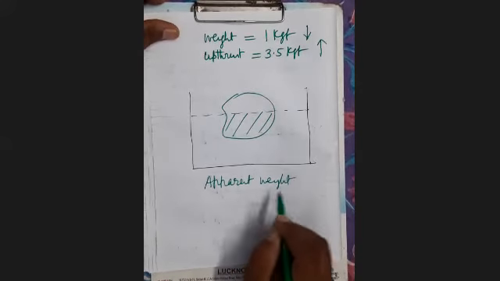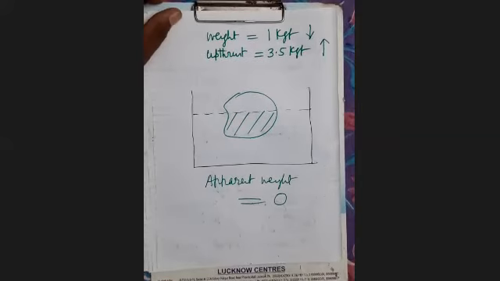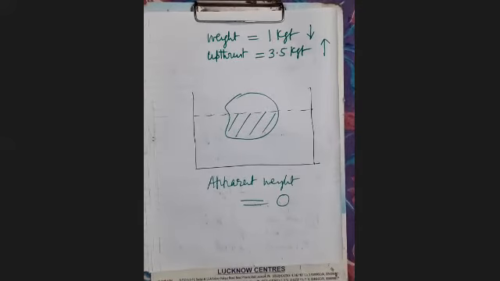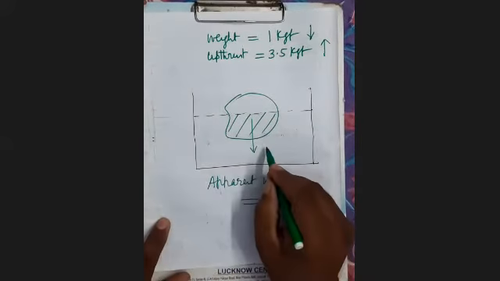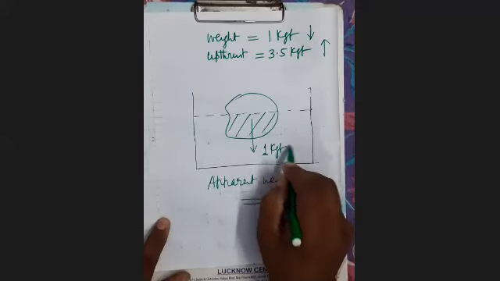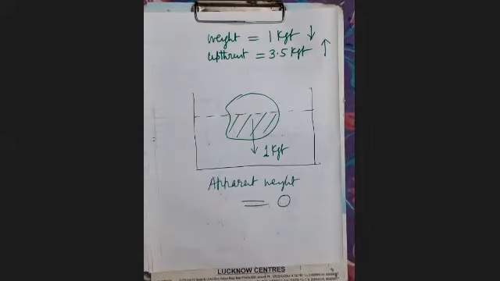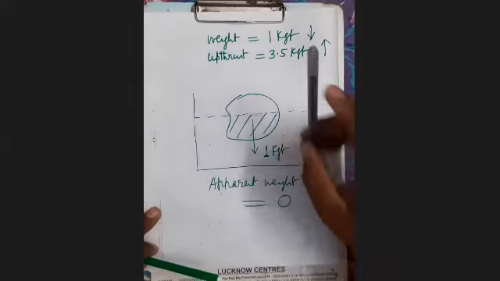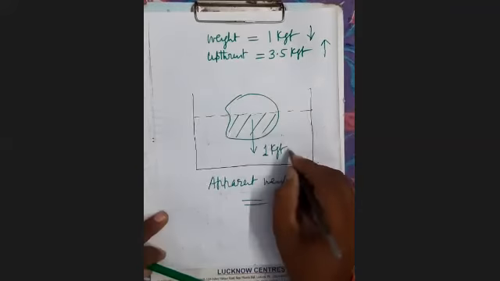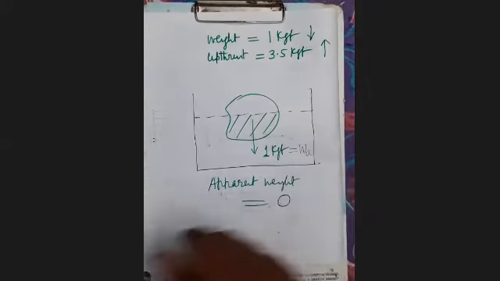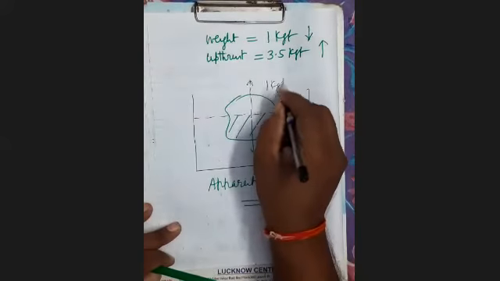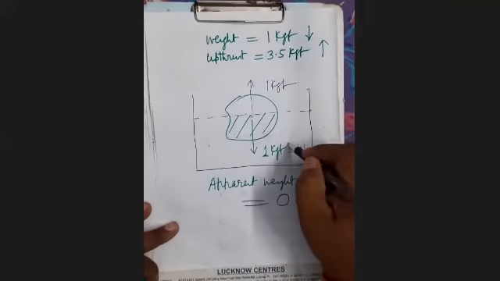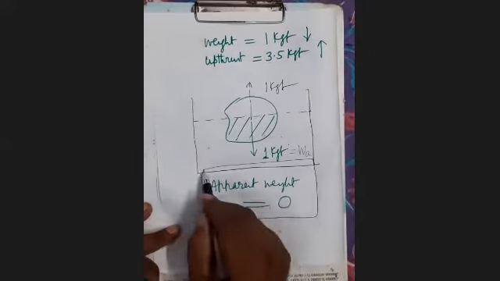Apparent weight. So it will become zero. Apparent weight will become zero. Why will apparent weight become zero? You can see here 1 kgf is acting in downward direction. During flotation, we know upthrust is how much? Always equal to weight. Therefore, upthrust will also be 1 kgf. Both will be equal. Therefore, apparent weight during flotation will be zero.